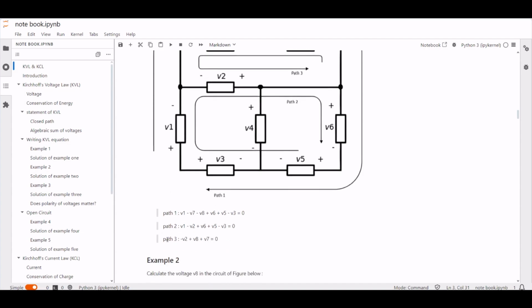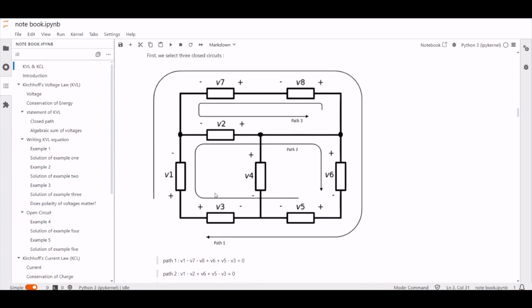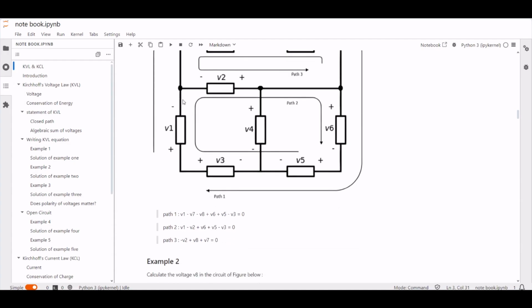Path 2 and path 3 are done the same way. For path 2, we can write plus V1 minus V2 plus V6 plus V5 minus V3 equals 0. For path 3, we can write minus V2 plus V8 plus V7 equals 0. And this is the answer.